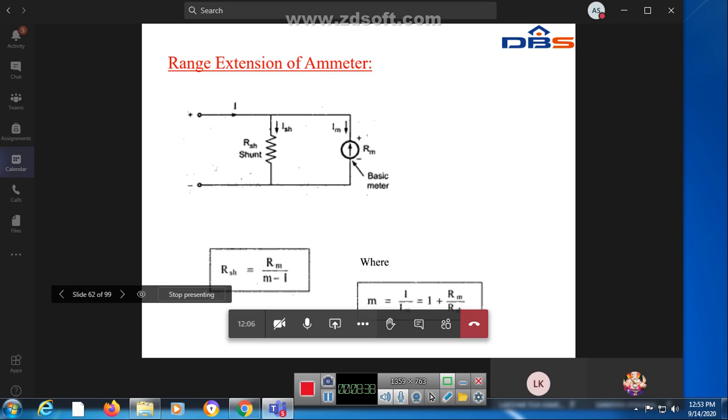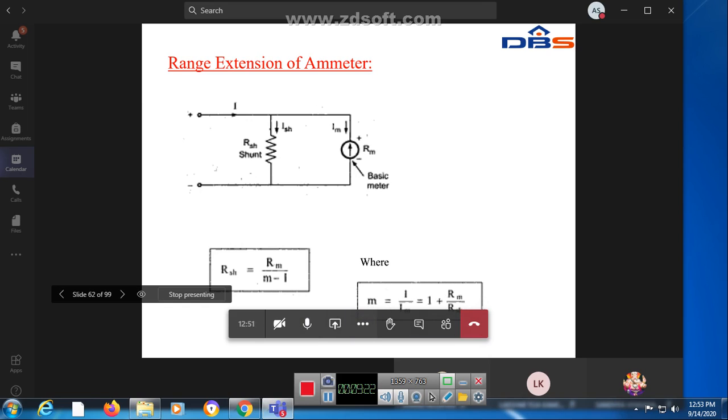So here you connect a shunt. To find the shunt resistance, RSH is equal to Rm by M minus 1. Here M is the multiplier constant. To find M, M equals I by Im, that is the total current I divided by Im. Otherwise you can use the formula 1 plus Rm by RSH. Rm is the meter resistance and RSH is the shunt resistance. These are the two formulas to find the constant M.